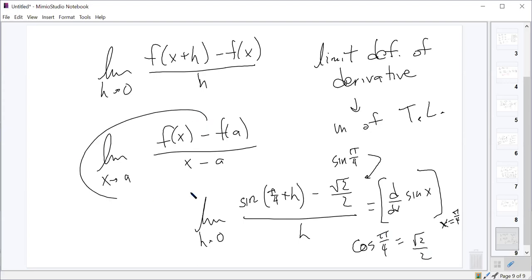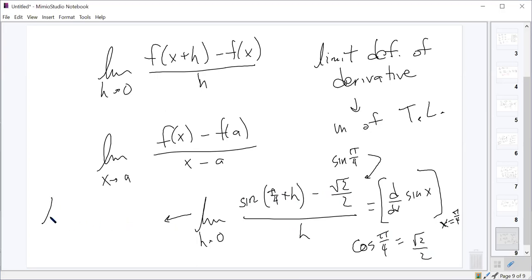You may see the same thing using this form of the limit definition of the derivative. It's okay if you don't recognize that. It's not the end of the world, because when you plug in 0 for h here, what do you get? You get sine of pi over 4, which is root 2 over 2, minus root 2 over 2, which is 0 over 0. You can just take the derivative, and that's effectively going to do the exact same thing, right?